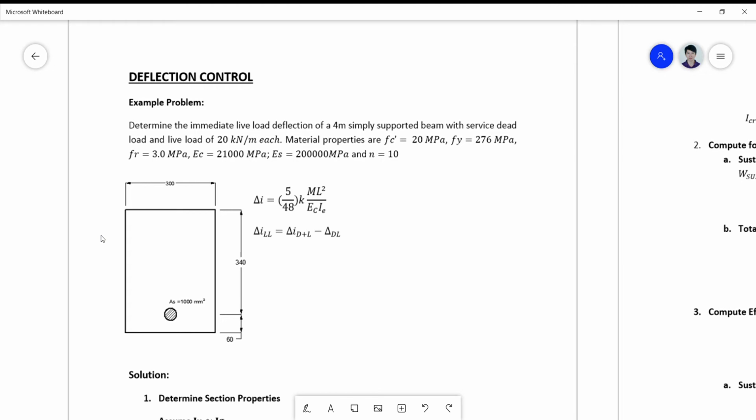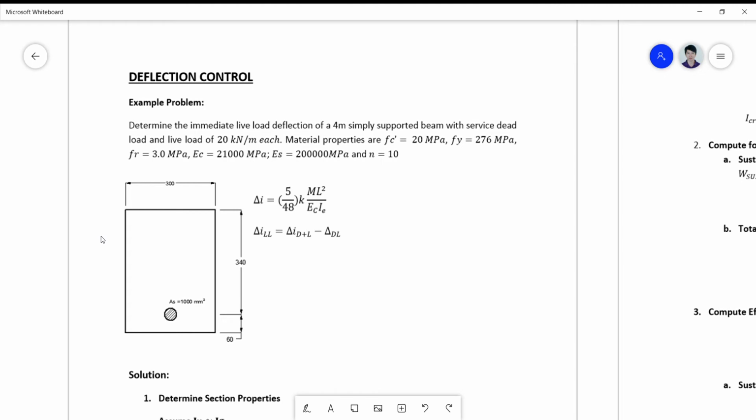Good morning, class. Let's have a problem to show you the procedure on how to deal with the deflection control. So we are asked to determine the immediate live load deflection of a 4-meter simply supported beam with service dead load and live load of 20 kilonewton per meter each.